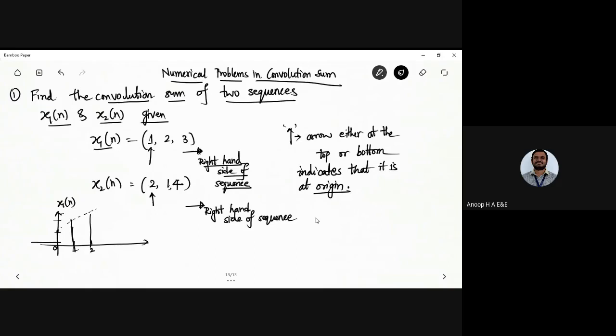Okay, so here you have an arrow mark that has been listed out at 2 in x2 of n, and at 1 in x1 of n. So what is this arrow mark? The arrow mark, either in the upward direction or top or bottom, indicates that it is at the origin. This is an important thing that you need to remember, because later on the arrow mark will have an impact on how you find the convolution of it.